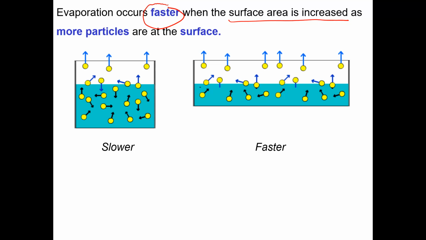And you've probably noticed this. If you take a cup of water and leave it on the table overnight, it doesn't really evaporate very much. But if you were to take the same water and pour it out onto the table and radically increase its surface area, it would probably evaporate in just a few hours. So you can see this phenomenon for yourself, and you've probably noticed it.